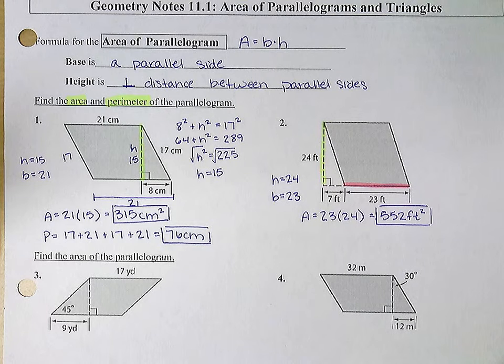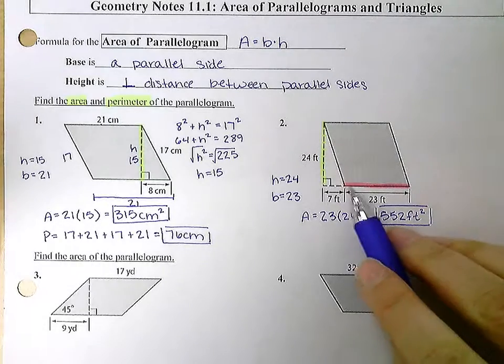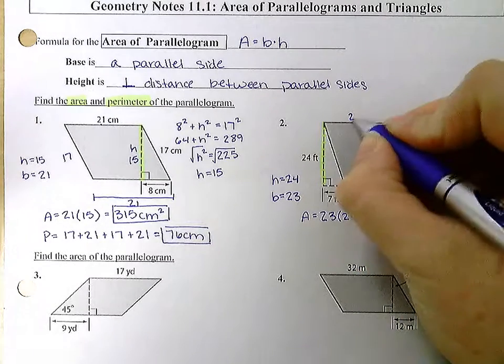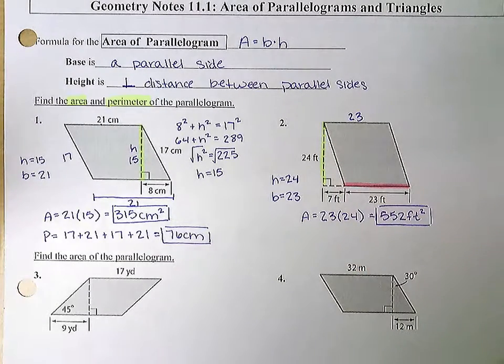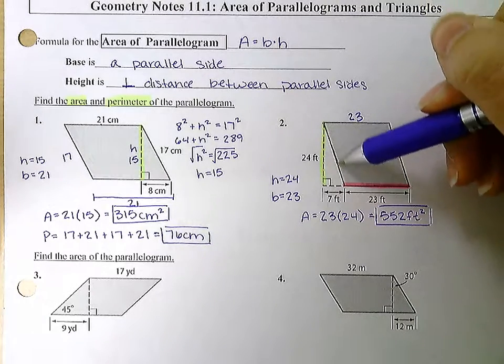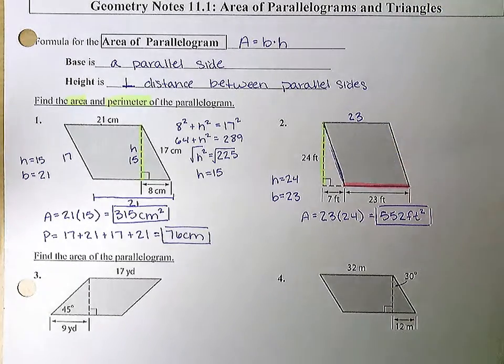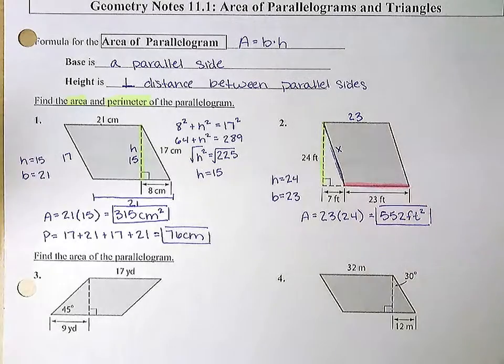Okay, then to find the perimeter, I have one side here that is 23. That means its opposite side is 23. However, I'm missing this length right here. So I need to find that length.